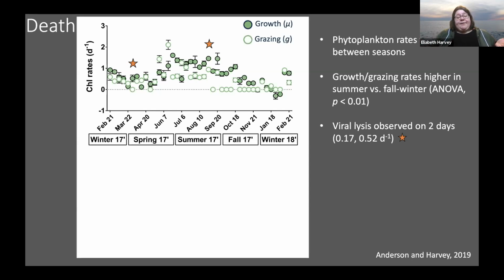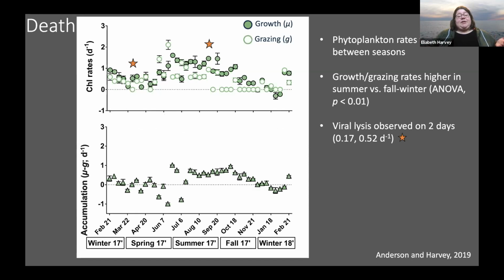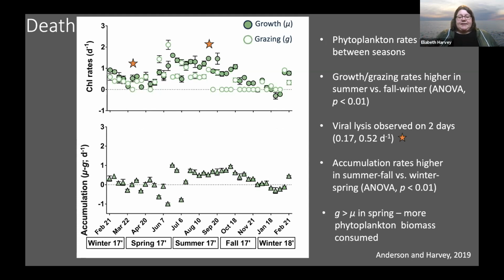What we can also get from these dilution experiments are estimations of accumulation rates. And so you can look at the ratio between growth and grazing and calculate a net accumulation rate. And so when we do that, we saw something very interesting, that we had higher accumulation rates in summer and fall than winter and spring.